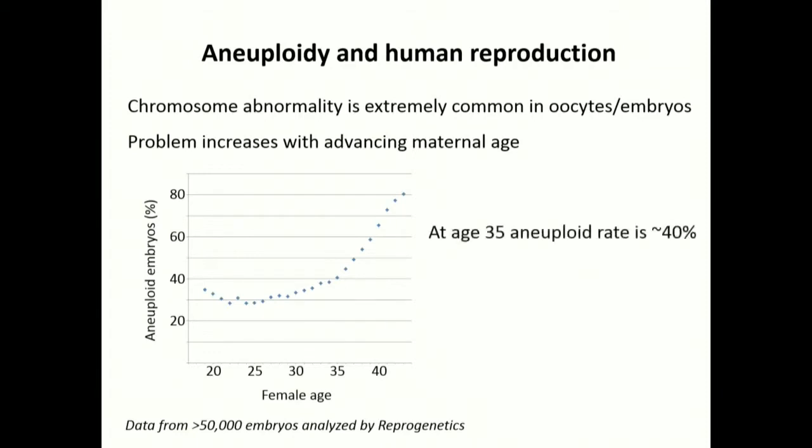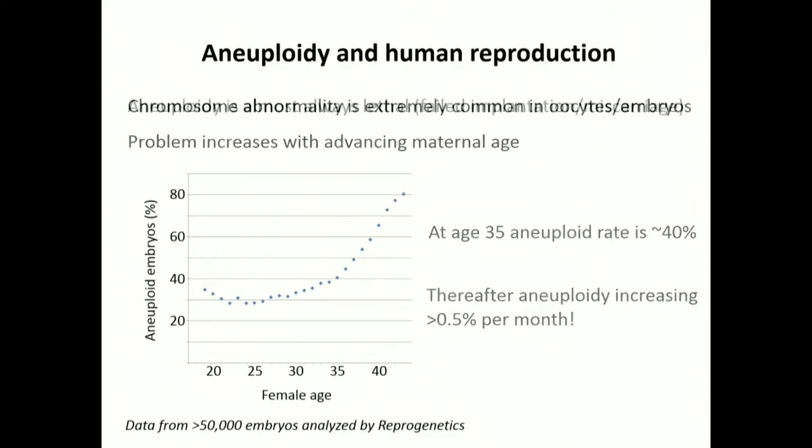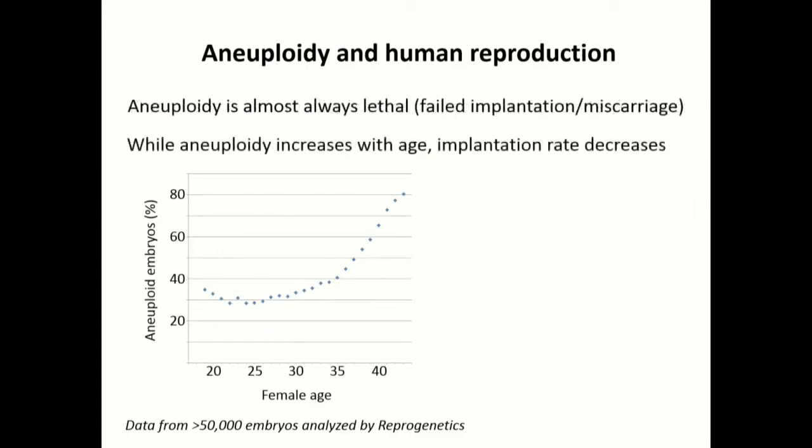And in fact, beyond the age of 35, the aneuploidy rate is increasing by about 0.5% per month. So really every month can be important, especially for these older patients. Now these aneuploidies are almost invariably lethal to the embryo. And so not surprisingly, as the aneuploidy rate goes up, the chances of a successful pregnancy go down.